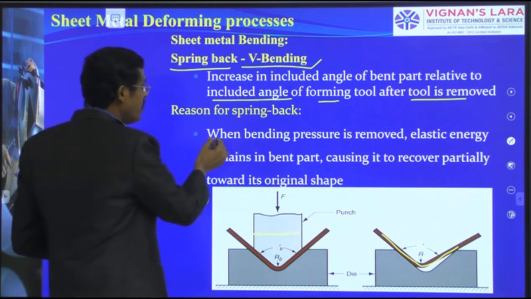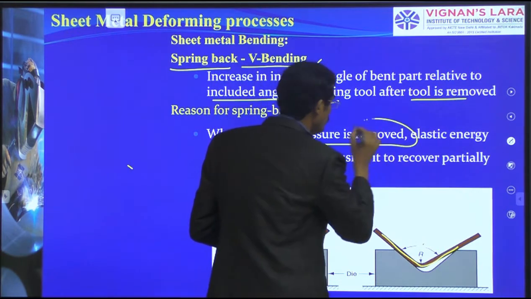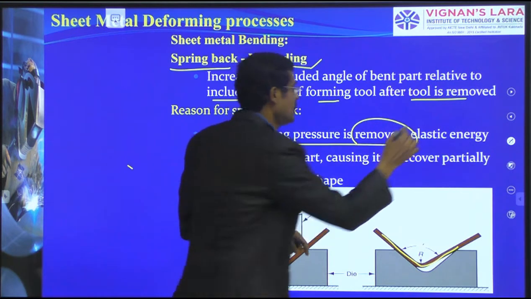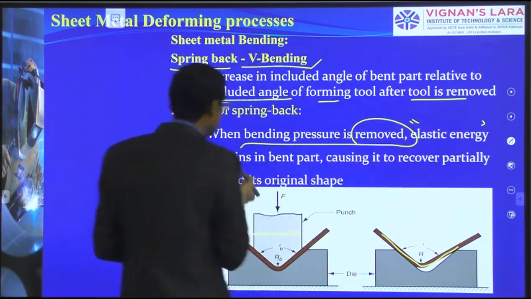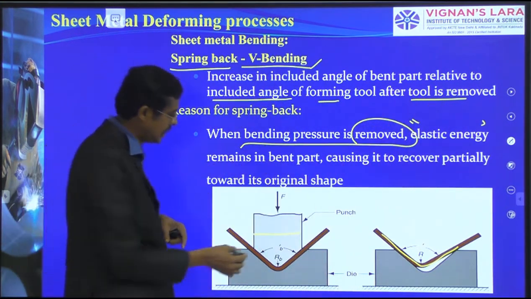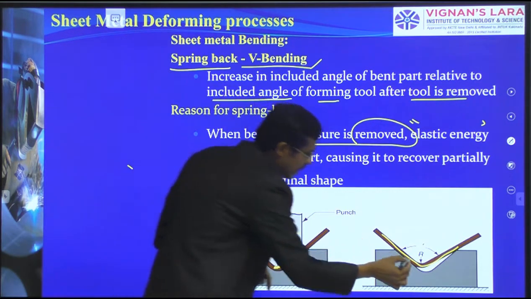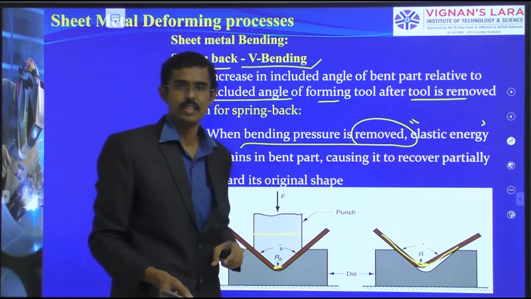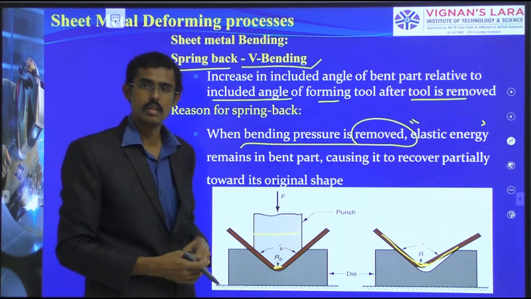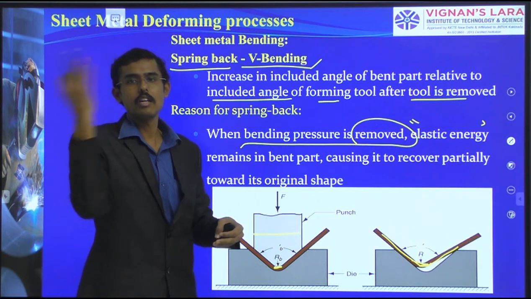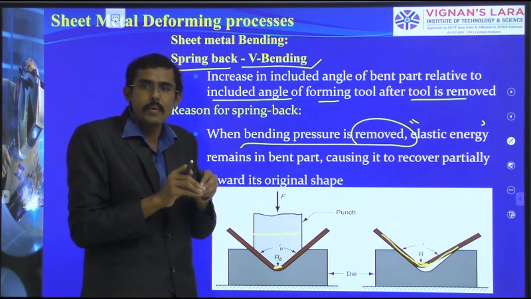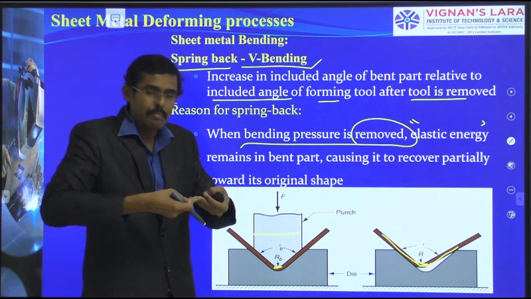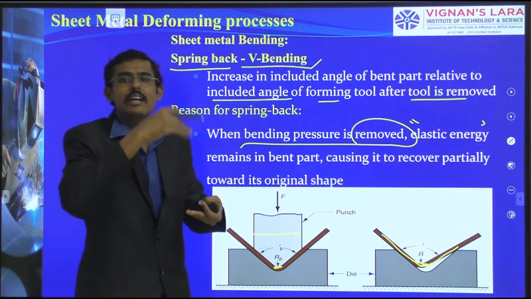When the bending pressure is removed, due to elastic energy remaining in the bent part, the elastic energy causes it to recover partially. We have given a huge force and bent it, but after removing it, this elastic property of the specimen causes the specimen to slightly, partially increase the angle.